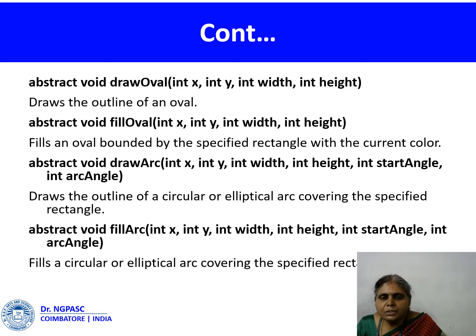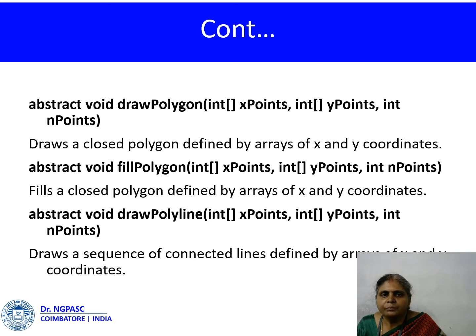The next is that the arc drawn by you can be filled with a specific color with the help of the fillArc method, with the same arc which is specified by you in the drawArc method. The next method is going to be the drawPolygon method.